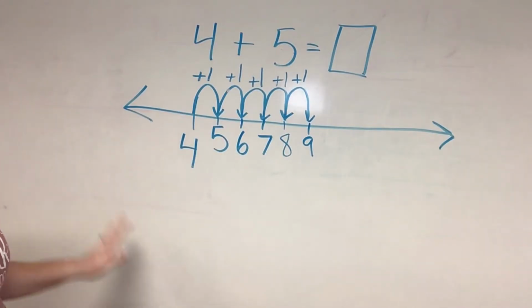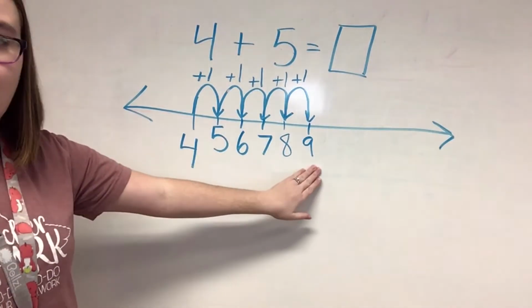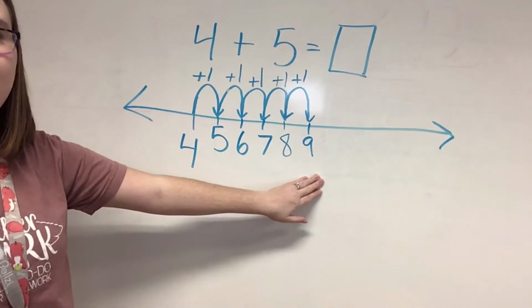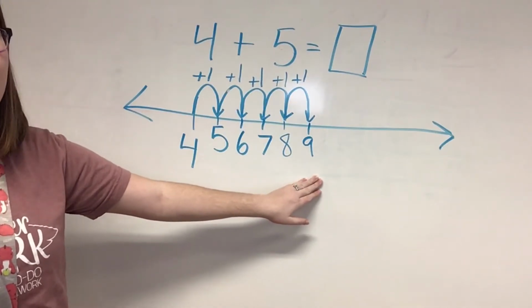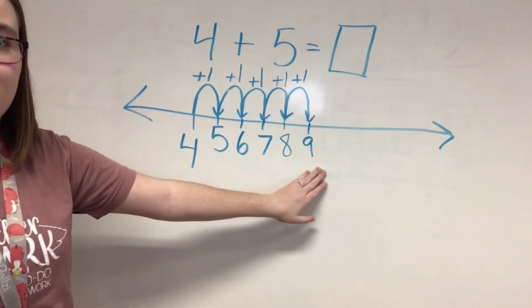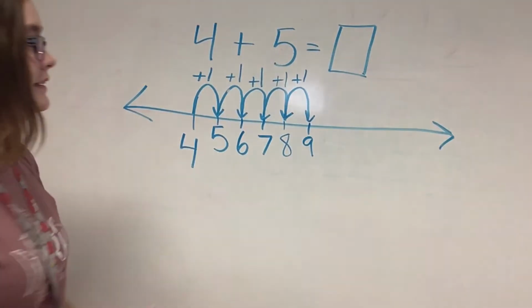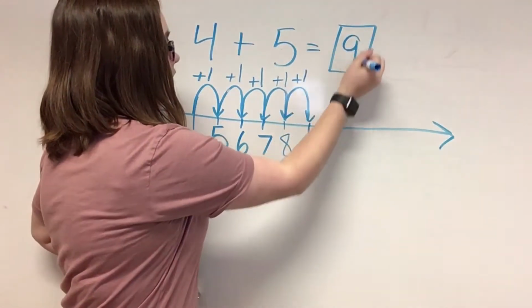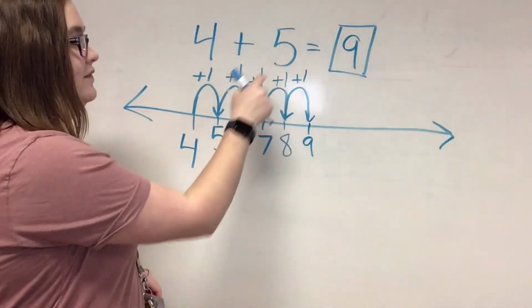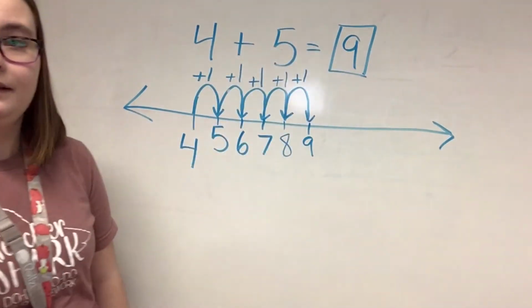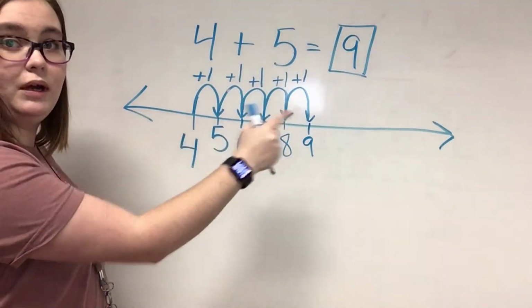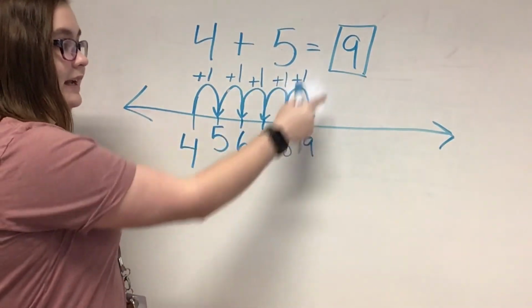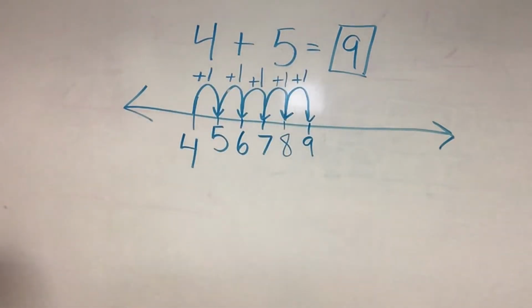Yes. So now if I look at this part of my number line, the end of my number line, after my 5th jump, I should be able to find my answer. What was my answer? 9. So I know 4 plus 5 is 9, because when I did 5 jumps of 1, I got 9 at the end of my number line.